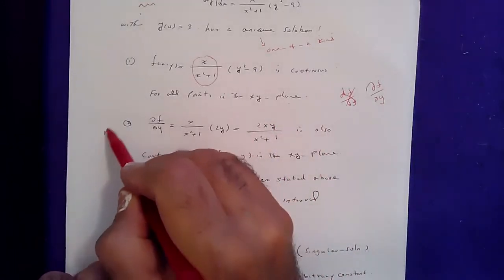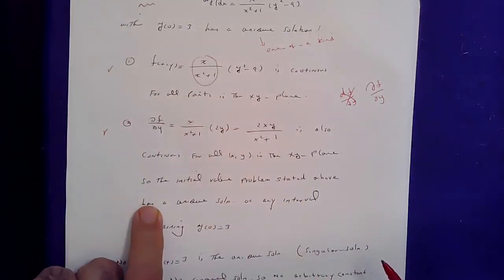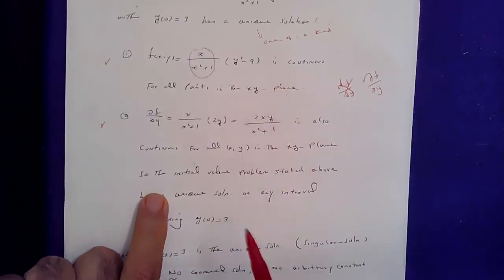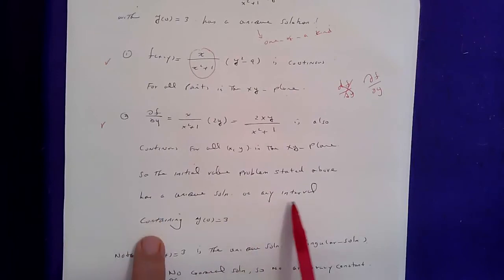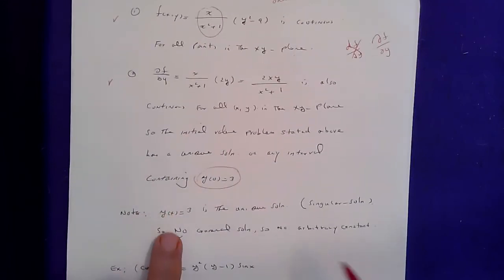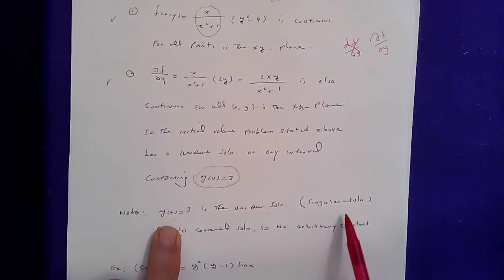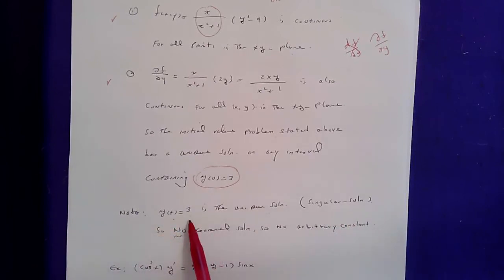Therefore, both conditions of the uniqueness and existence theorem have been satisfied. So the initial value problem stated above has a unique solution on any interval containing y(0) equal to 3. As a matter of fact, any function, regardless of what x is, as long as it's equal to 3, is a unique solution. The type of solutions where the answer comes up constant, those are called singular solutions. And therefore, there is no general solution. So that means there are no arbitrary constants.